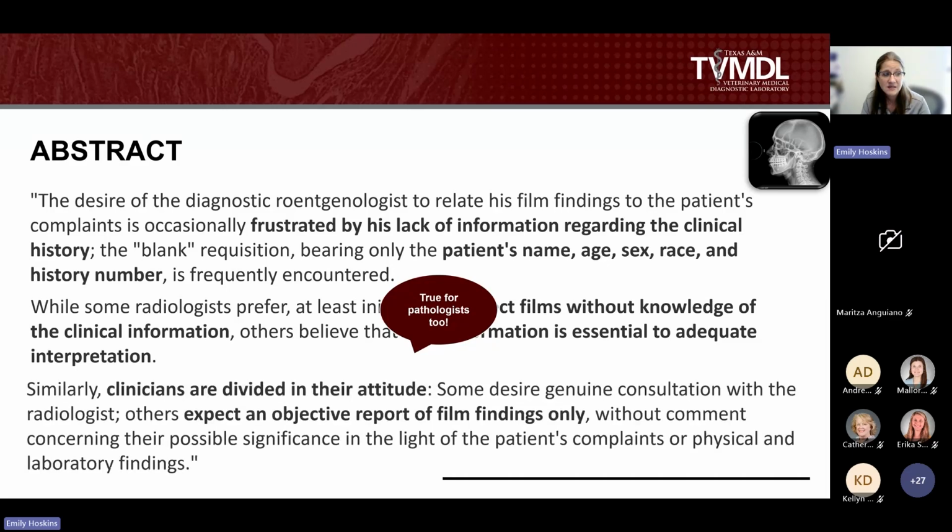And then the abstract goes on to say, similarly, clinicians are divided in their attitude. Some desire genuine consultation with the radiologist. Others expect an objective report of film findings only without comment concerning their possible significance.